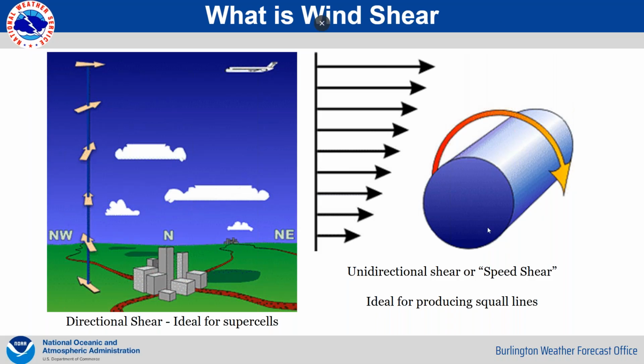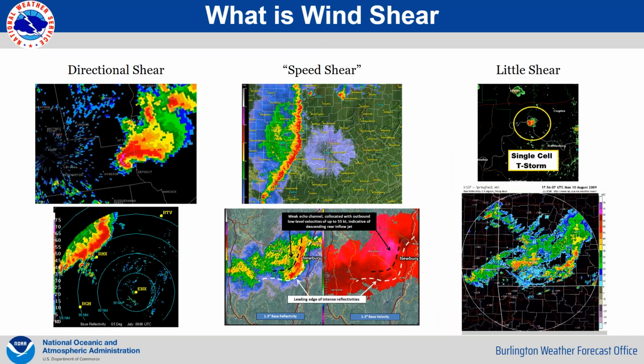The other type of wind shear is called speed shear or unidirectional shear. The wind is out of the same direction as you go higher in the atmosphere, but the wind speeds are a lot faster at plane level. And so you get these rolls to develop in the clouds that can enhance the evaporative cooling process in a thunderstorm and create stronger downbursts. And in longer lines, you can develop squalls in these situations.